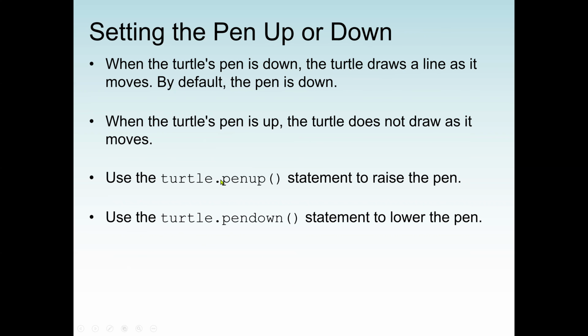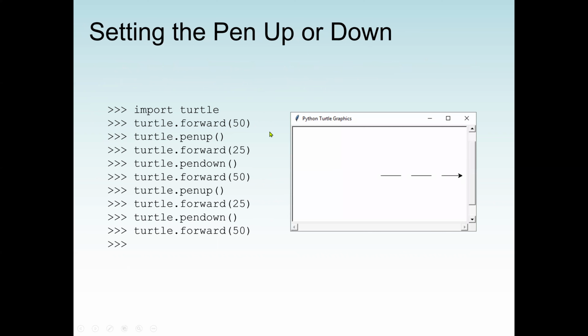So here we can have turtle.penup. This means we raise the pen up, so we are not going to draw anything. The turtle.pendown statement lowers the pen, then we draw. So let's see an example here. Again, we import the turtle, we go forward 50 from the center. Again, by default, the pen is always down. So when we want to draw a line for 50 pixels, we don't have to say pen down unless the pen is already up. By default, it's already down.